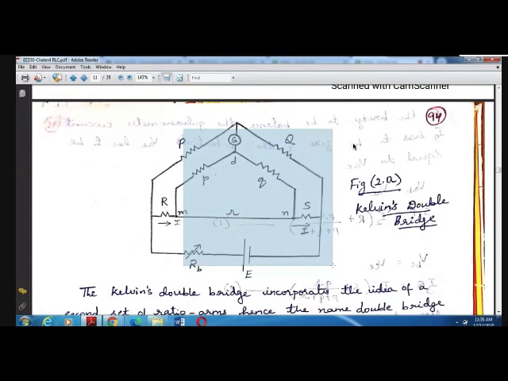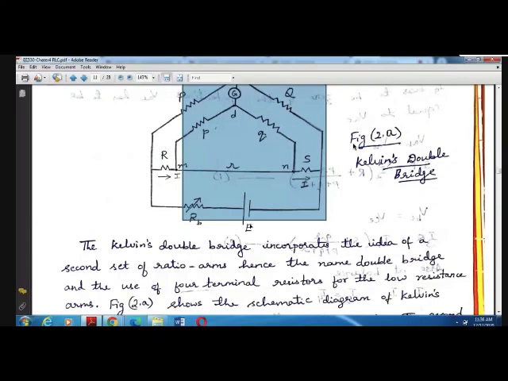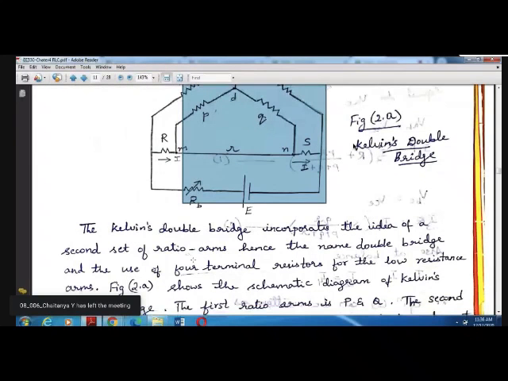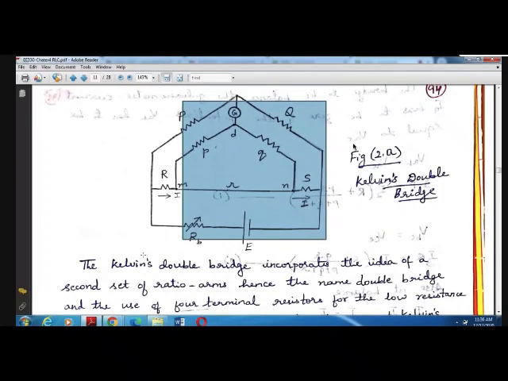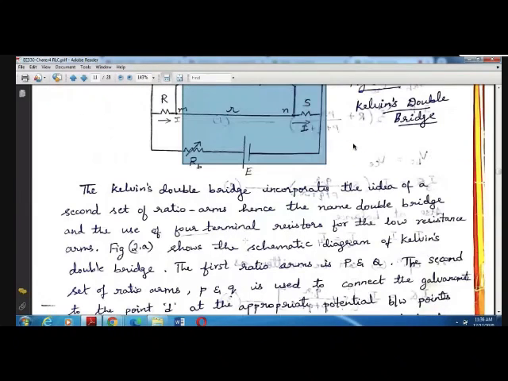ಏನಕ್ಕೆ ಅಂದ್ರೆ ಇಲ್ಲಿ double bridge ಅಂತ ಯಾಕೆ ಕರಿತೀವಿ ಅಂದ್ರೆ there are another two ratio arms added along with the regular Kelvin's bridge. Okay, so let us study what are these things. So Kelvin's double bridge incorporates the idea of second set of ratio arms. Hence the name Kelvin's double bridge. Okay, so as it incorporates another two ratio arms, another two bridges along with the existing bridges, we call it as Kelvin's double bridge. And the use of the four terminal resistors for the low resistance arms. Okay, this is nothing but low resistance arms.